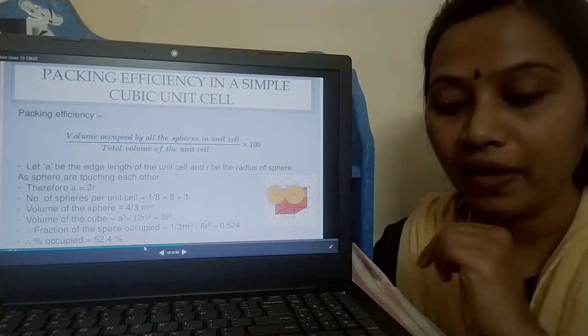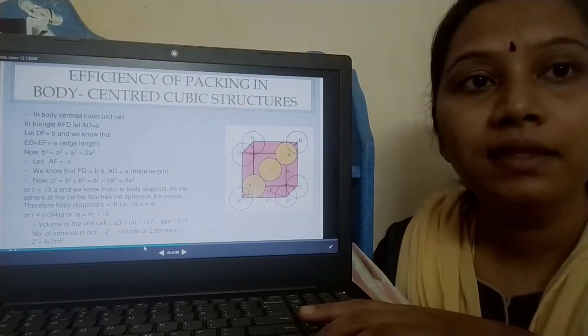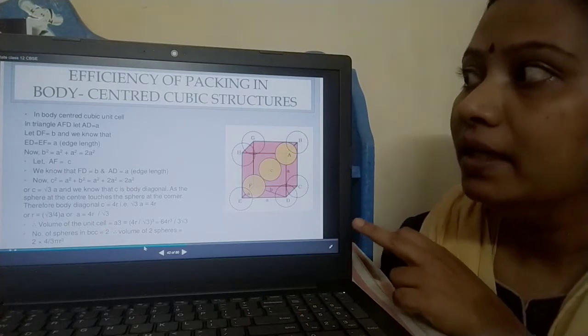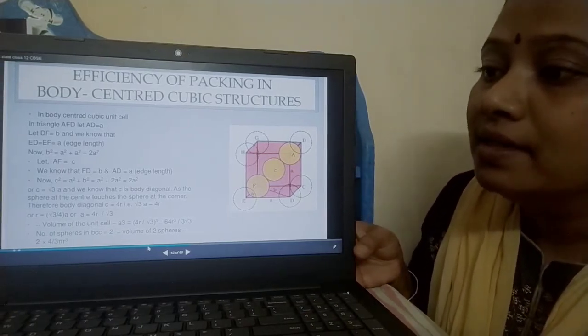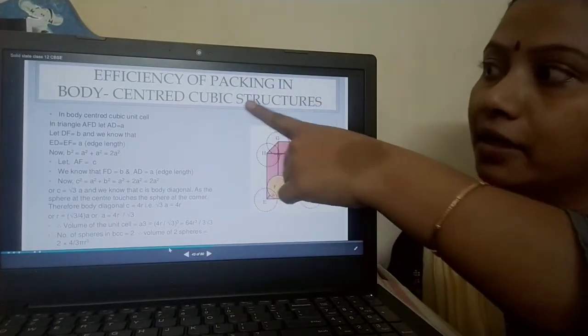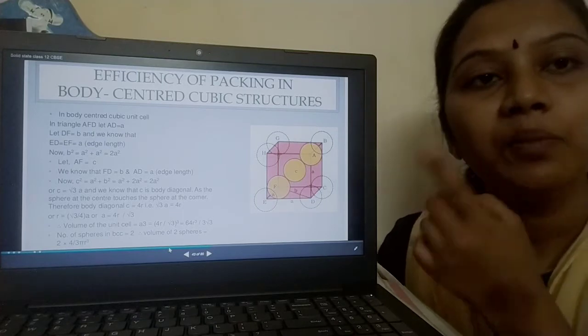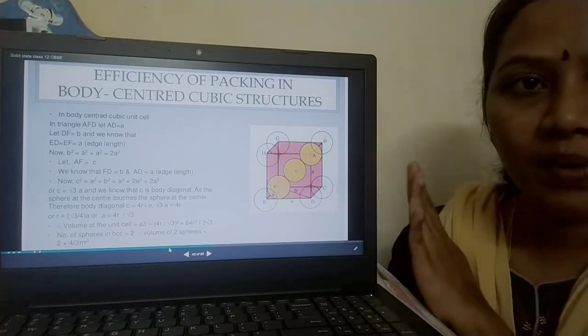Next, this is the packing efficiency in body-centered cubic structure. What is this slide about? This slide is about packing efficiency of a body-centered cubic structure. In the previous slide, we saw the simple cubic structure, and this is for the body-centered cubic structure.